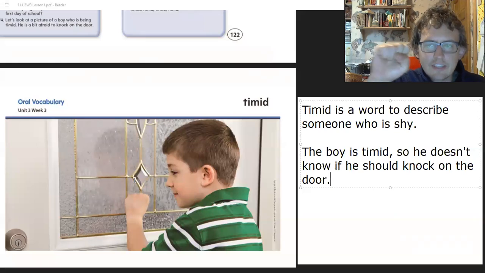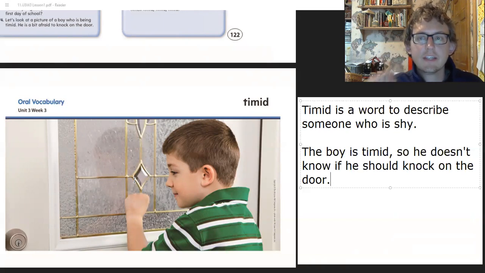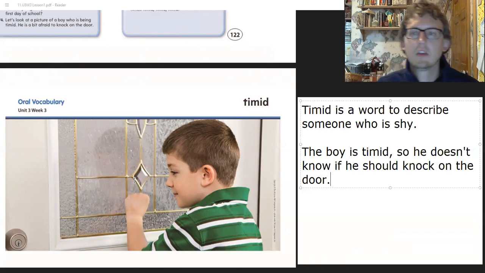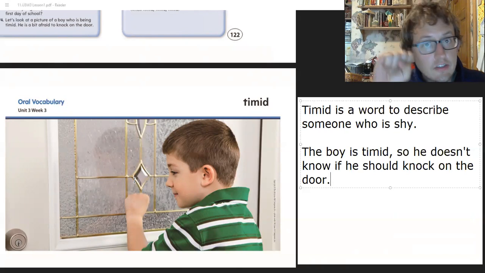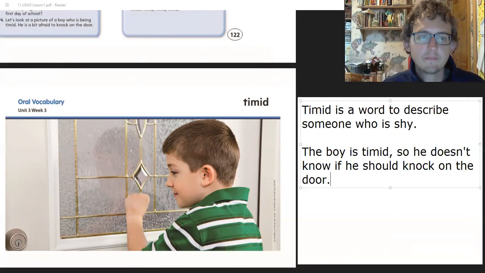So he's thinking, should I knock or should I not knock? So he goes to knock, oh, no. Or he goes, knock, knock, knock. Because he's so shy, right? So if the boy was not shy, he would go knock, knock, knock, knock, knock. But because he is timid, he goes knock, knock, right? So if you're timid for certain things, it's okay. You can just take some time to practice or do those things more often, right?